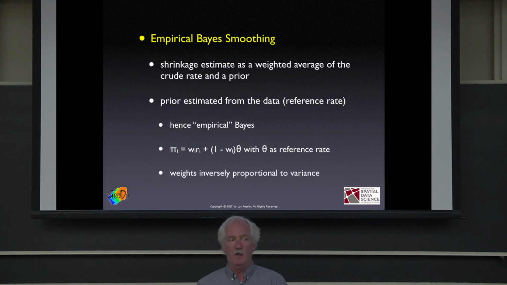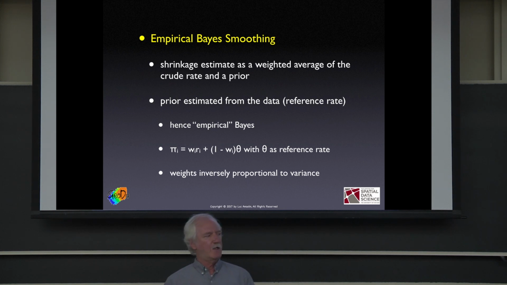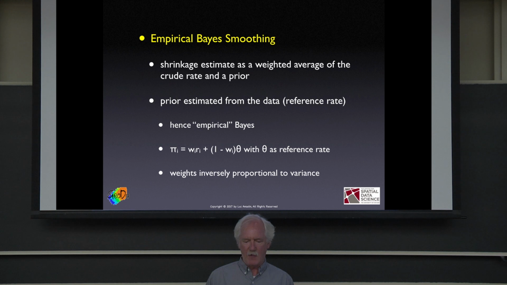Formally, one of the approaches that we will use is called empirical Bayes smoothing. Empirical Bayes as opposed to pure Bayes. In pure Bayes you have a prior distribution, which is a theoretical distribution. In empirical Bayes, characteristics of that prior distribution come from the data. And so it's a little bit complicated mathematically.